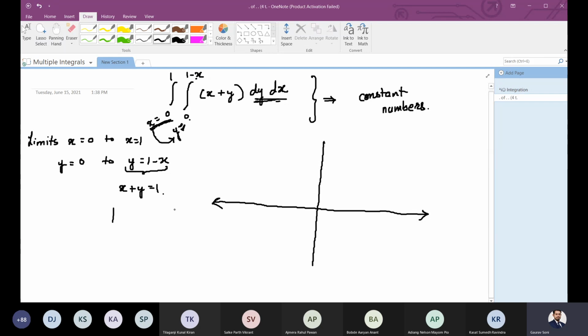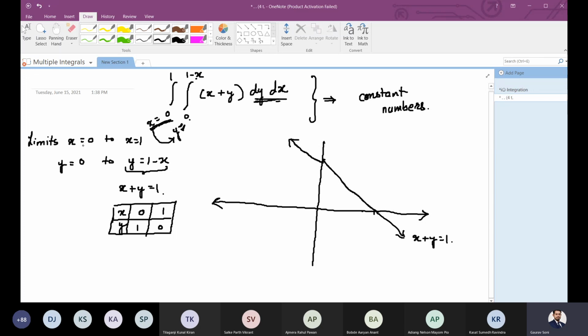If I want to draw this line, there is a simple 10th standard technique that you use. You have x, you have y. You put x equal to 0, you will get y equal to 1. You put y equal to 0, you will get x equal to 1. So you plot the points (1, 0) and (0, 1). This is the line. So this is the line x plus y equal to 1. Now think of the limits.